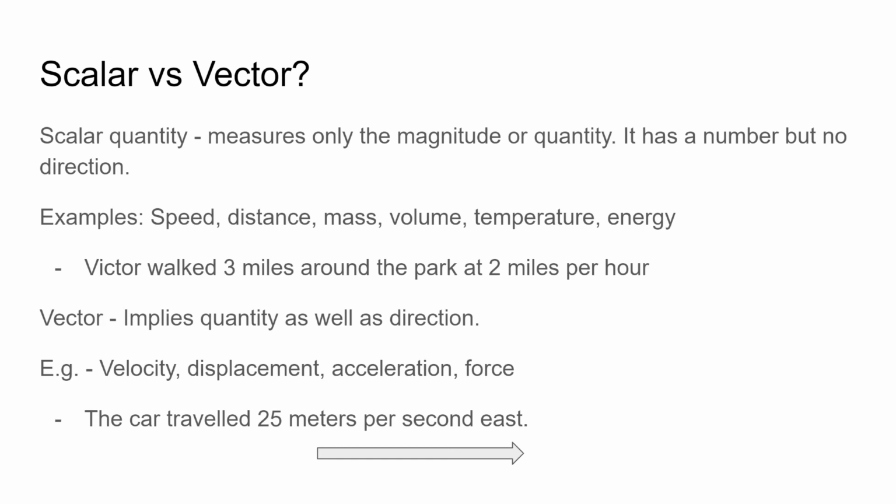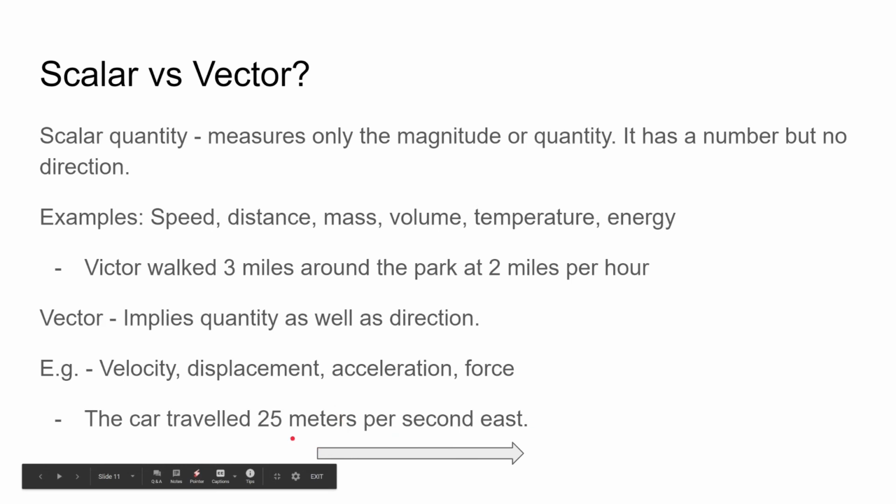So the car traveled 25 meters per second east. That is a vector quantity because, well, first we're identifying the scalar portion of it, which is 25 meters per second. That's the same as speed. But then we're adding another piece of information, and that's east, right? So we're giving him a direction. He's traveling eastwards. So now we know that there's 2 pieces of information, therefore it must be a vector quantity, right?